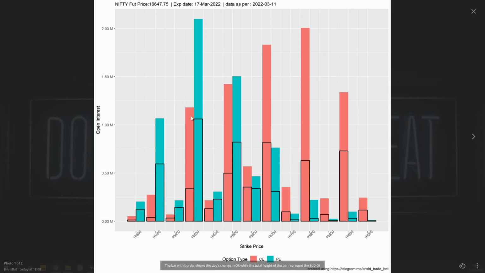Similarly, in the put option, there is slightly above 2.1 million open interest by the end of the day, of which more than 1 million has been added on that particular day, that is 11/3/2022.